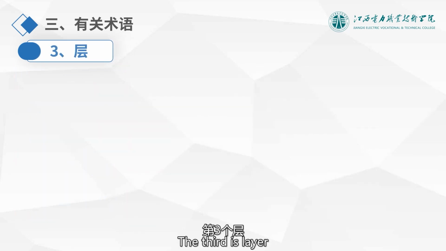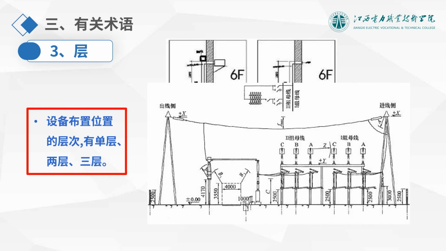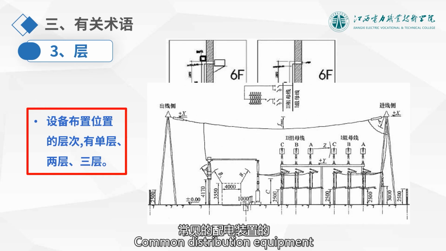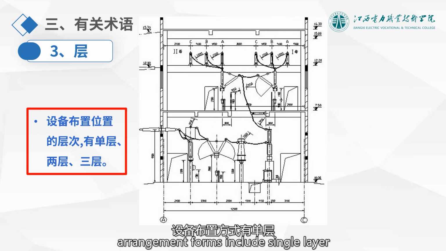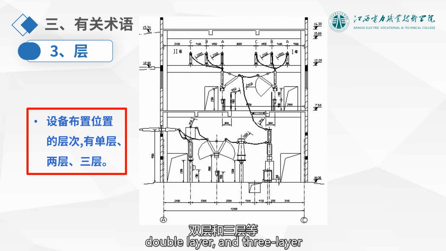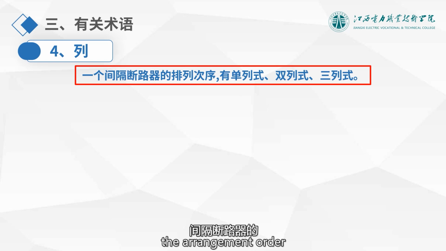The third is layer. A layer refers to the form of equipment arrangement in distribution equipment. As shown in the figure, common distribution equipment arrangement forms include single layer, double layer, and three layer. Three forms. The fourth is column. A column refers to the arrangement order of a section breaker. Common ones include single column arrangement, double column arrangement, and three column arrangement.